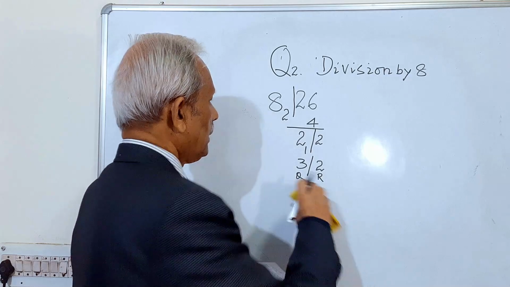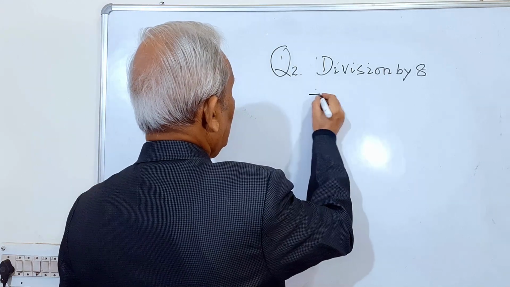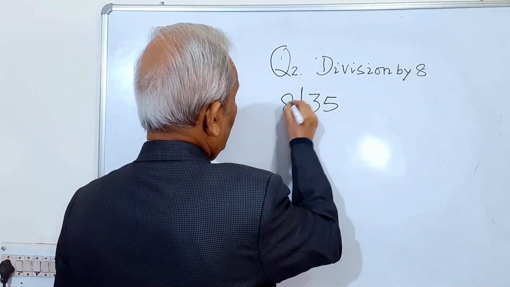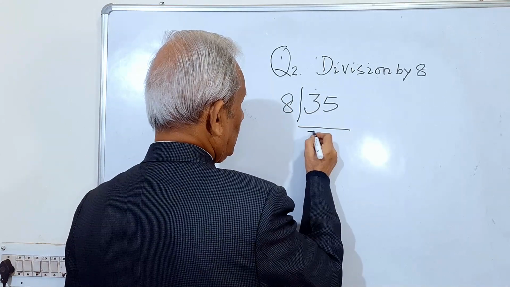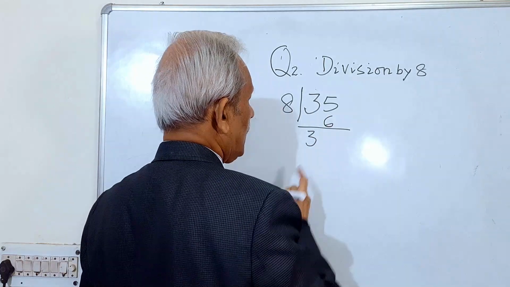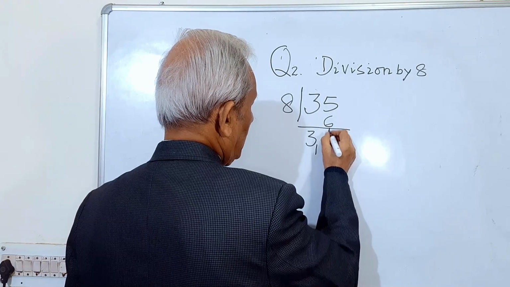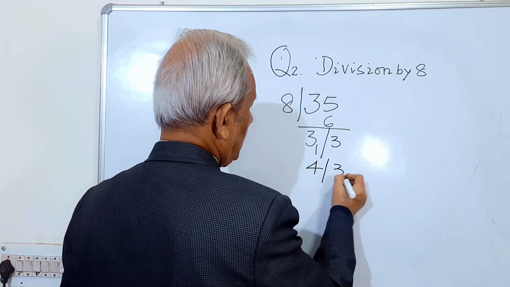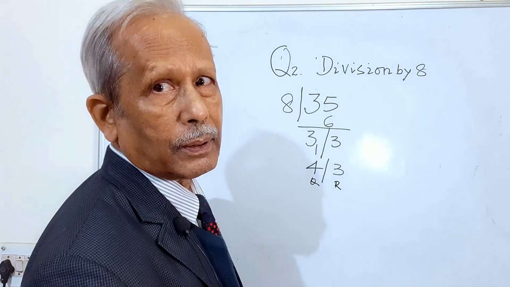Let me do the next question. 35 divided by 8. I'm not writing 2, you should remember that. 3 comes down as it is. 3 into 2 is 6, right here. 6 plus 5 is 11. 8 goes one time into it. What's remaining? 11 minus 8 is 3. So the answer is 4 is the quotient and 3 is the remainder. Okay? It's quite simple.